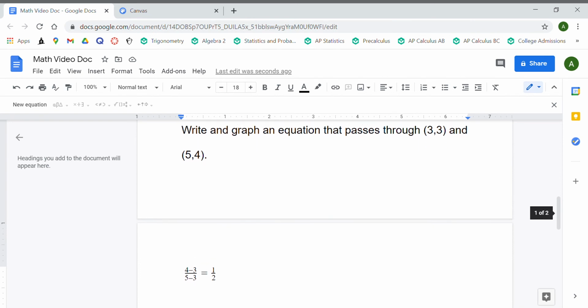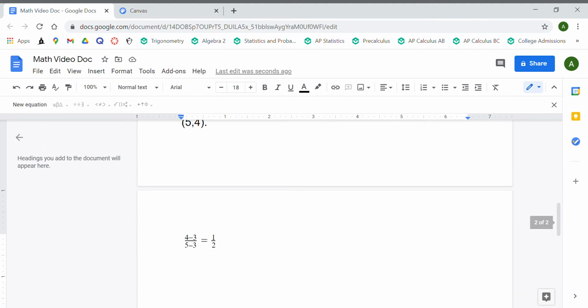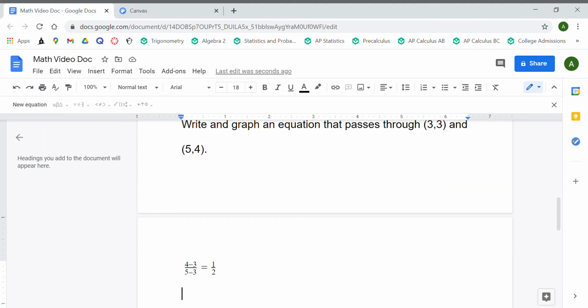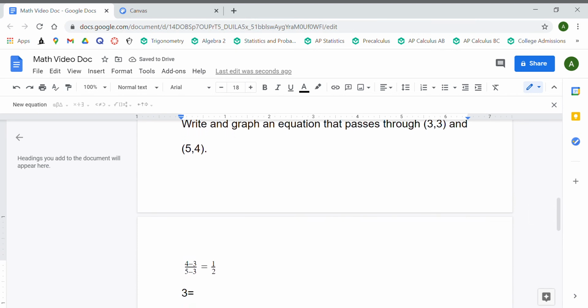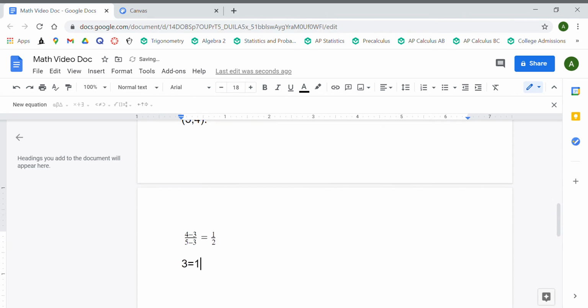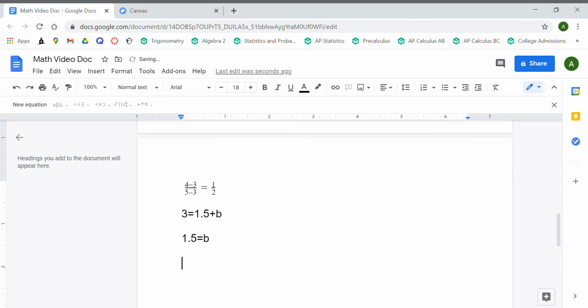We take one of our points and use it to find our y-intercept. So 3 equals 1/2 times 3 equals 1.5 plus b. Subtract 1.5 on both sides, you get 1.5 equal to b. And then you get, I still can't get over it, 1/2 x plus, I'm just going to write 1.5.